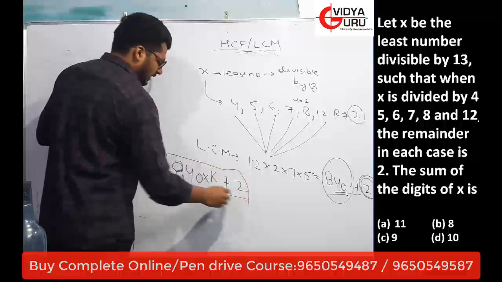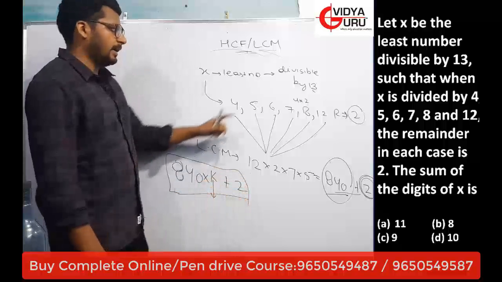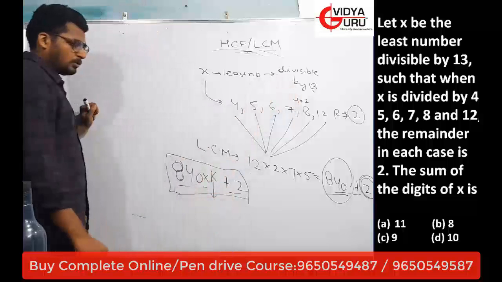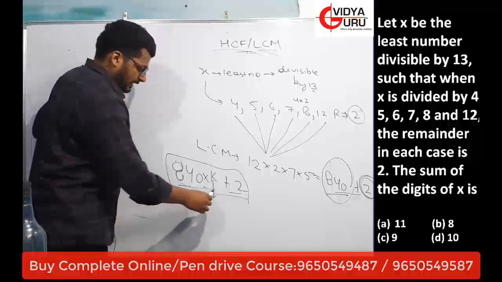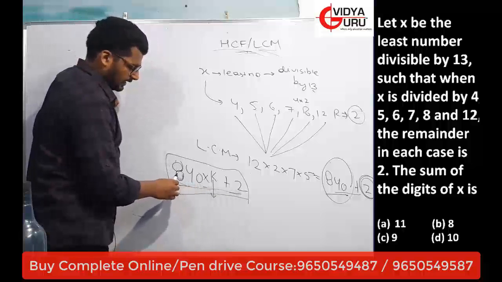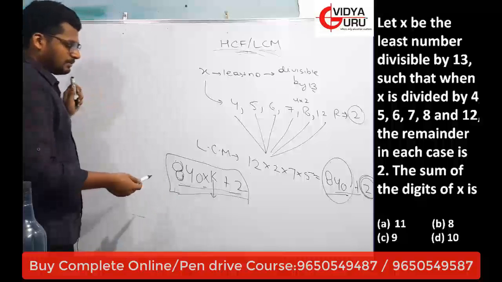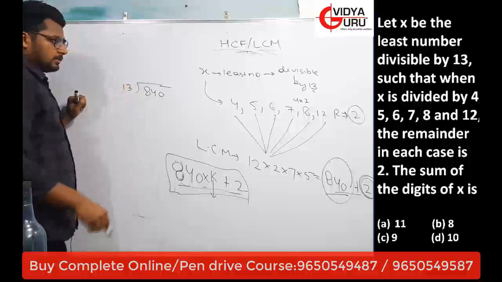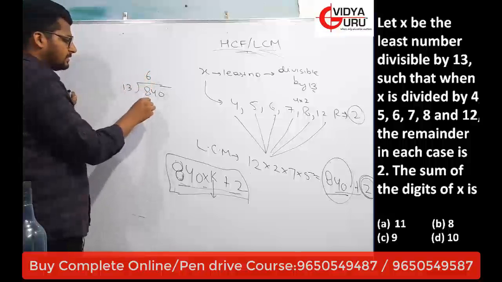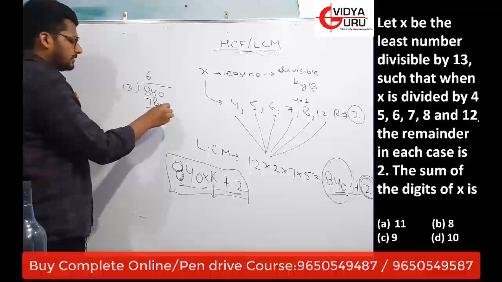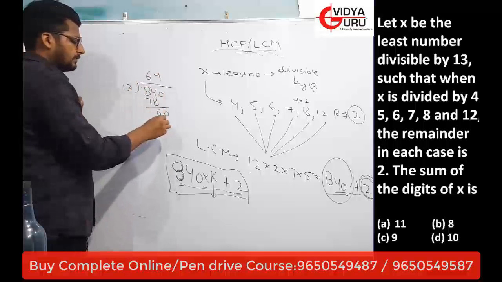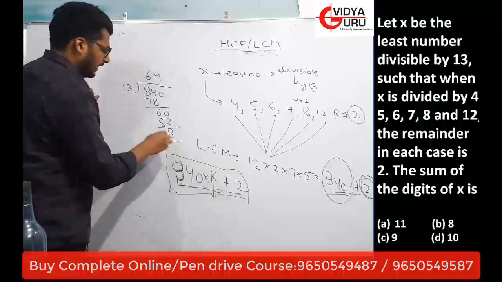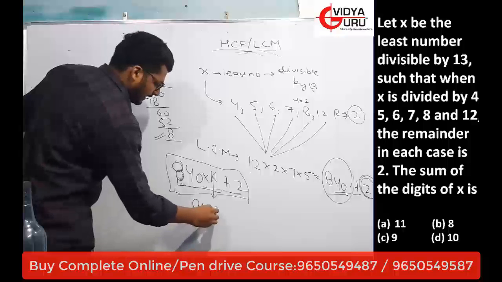Such that it starts getting divided by 13. So 840k plus 2, I need to put the value of k to make it divisible by 13. So in 840, how much is divisible by 13? If I divide 840 by 13, 6 times is 78. How much will be left? 60. 13 4 times is 52. So the remainder is what? 8. So it is divisible till here by 13. The remainder left is what? 8k plus 2.